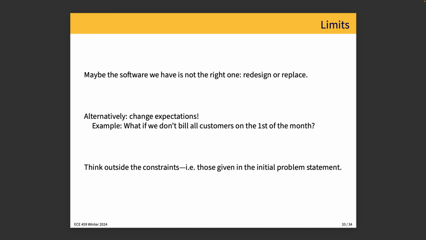If you can make a good argument, you can convince people that actually we just changed the requirements a bit, and then we don't have to bill everybody on the same day, and we don't have to do as much work in a single day. Now we have at least 28 days in the month, which really helps. So, yeah, think outside the constraints, i.e. the ones that are given in the initial problem statement, and you may come up with a creative solution that isn't exactly like, let's make the software faster, but it does solve the problem, which is, will we be able to collect payments from X amount of customers this month?